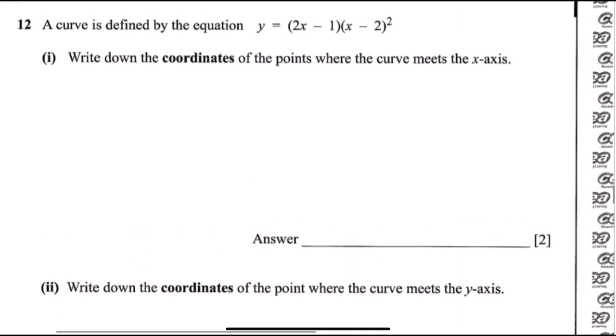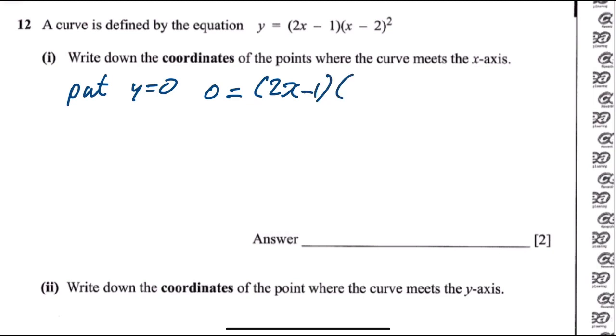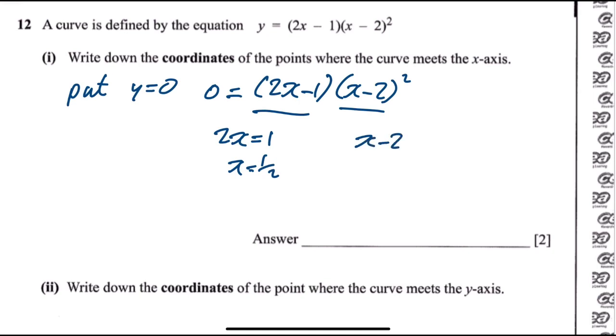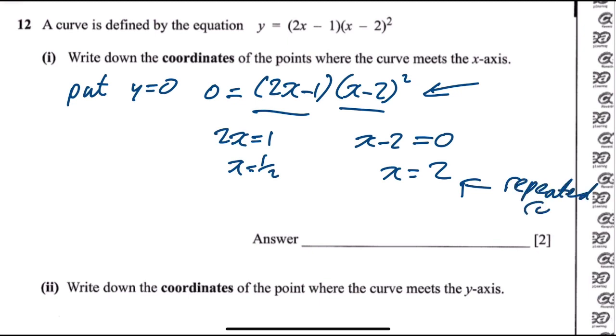Okay, question 12. It says write down the coordinates of the points where the curve meets the x-axis. So this means you are putting y equal to 0. So 0 is equal to 2x minus 1 upon x minus 2 squared, which means this thing equals 0. So that means 2x is equal to 1, x is equal to a half, or this thing equals 0, which means x minus 2 equals 0, which means x equals 2. And because that is squared, that thing is what's called a repeated root, okay, which means, right, I'm going to sketch this.